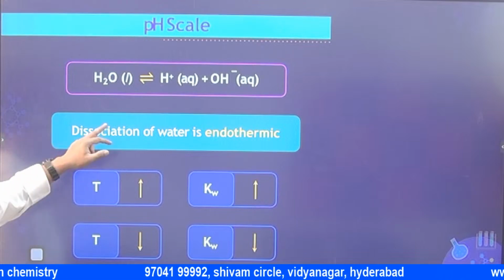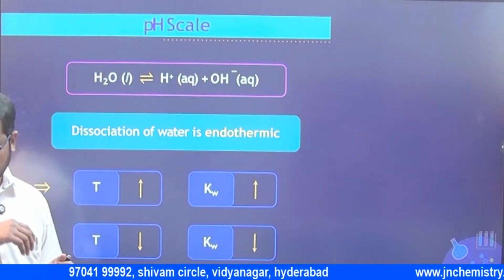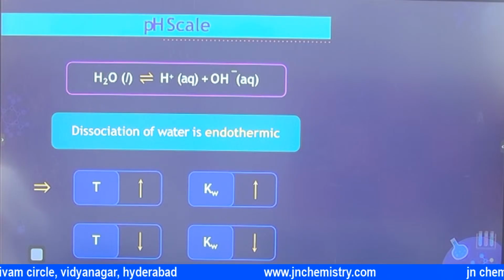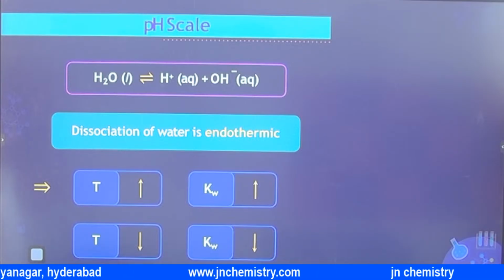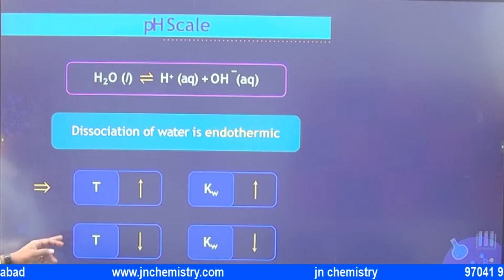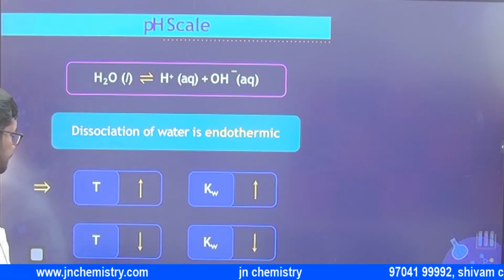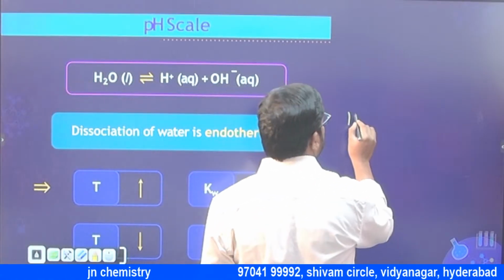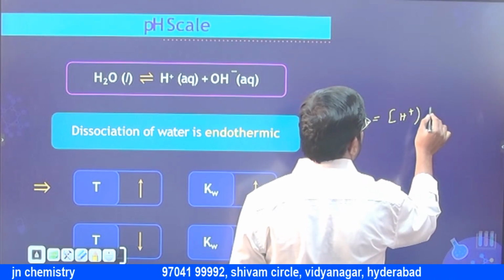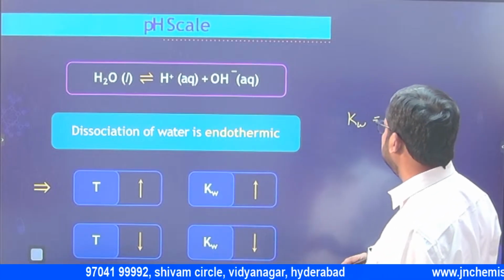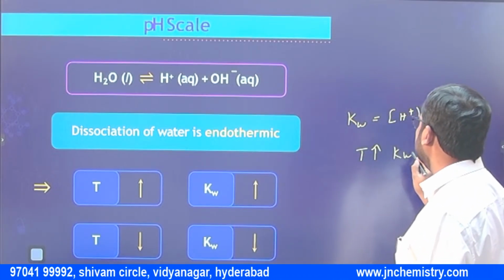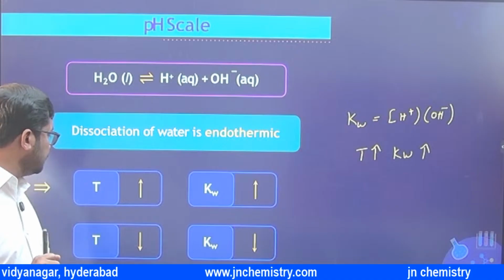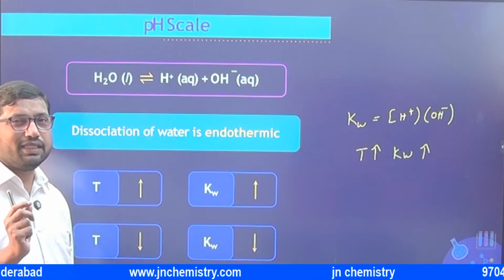Dissociation of water is endothermic, no? Write it down. Dissociation of water is endothermic. If temperature increases, Kw also increases. If temperature decreases, Kw decreases. So Kw is nothing but what? H plus ion concentration times OH minus ion concentration. Temperature increases, Kw increases, because water dissociates more.